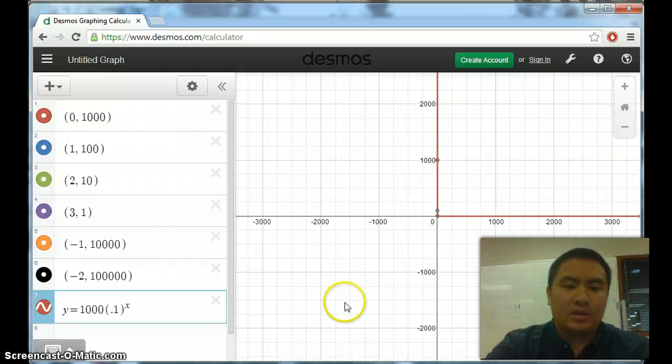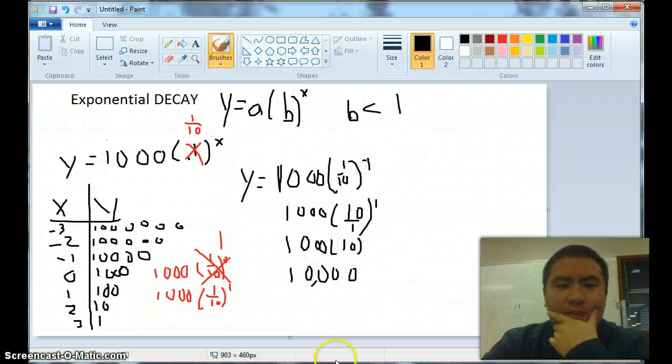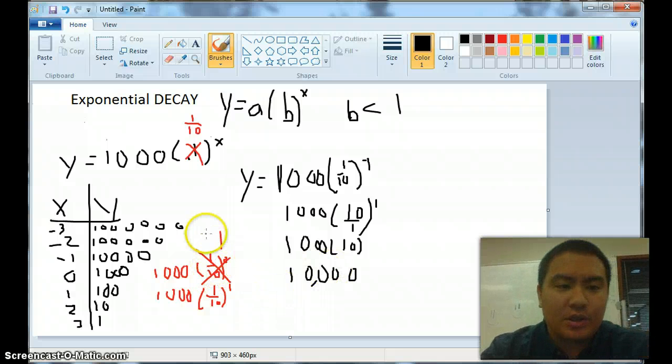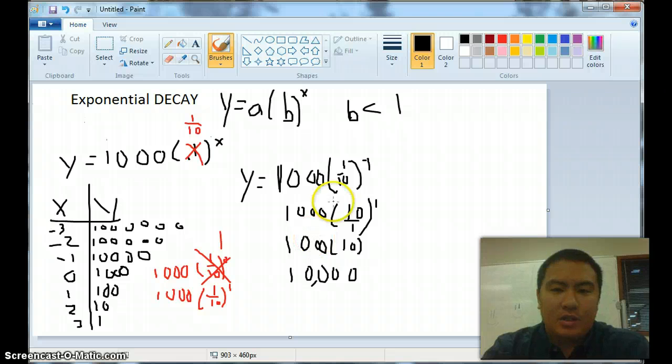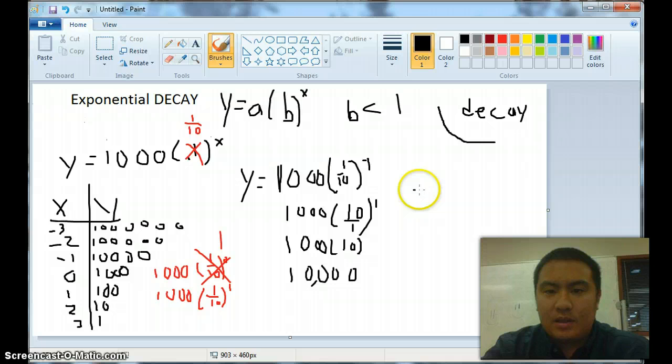Okay. So as far as decay goes, there's not too much of a difference. If you can plot the points, you're good. Plot the points, and then you should know that it's going to be looking down this way. Okay, this is decay. Whereas for growth, it's going to be the other way. Growth.